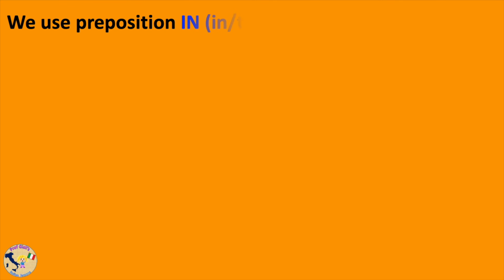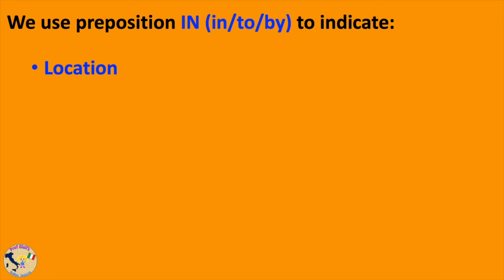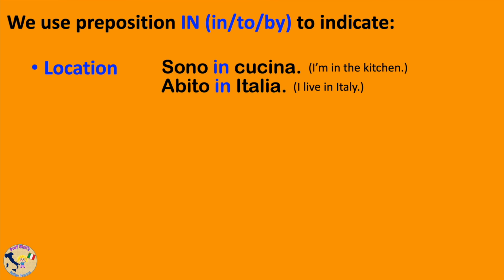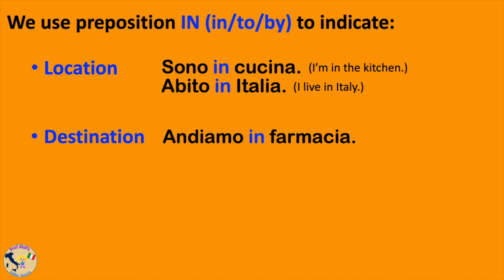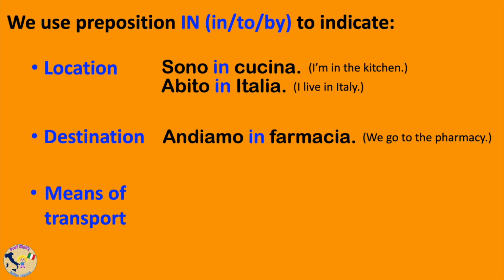We use preposition in, which is equivalent to English prepositions in, to, and by, to indicate location, the place where somebody is. This is mainly used for the rooms in a house, as in sono in cucina, or for countries, as in abito in Italia. Destination, specifically when you walk into a shop. For example, andiamo in farmacia. And means of transport. For example, io viaggio in aereo.